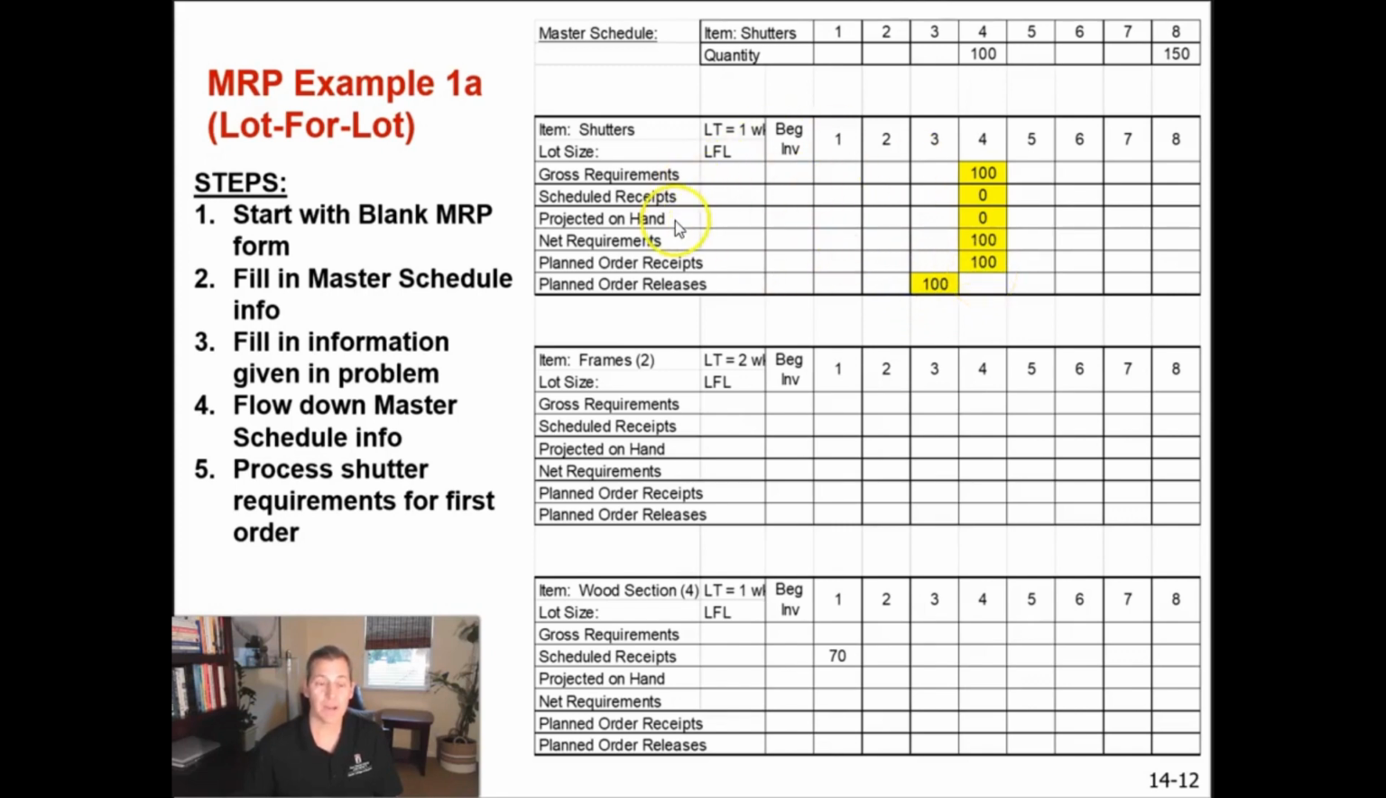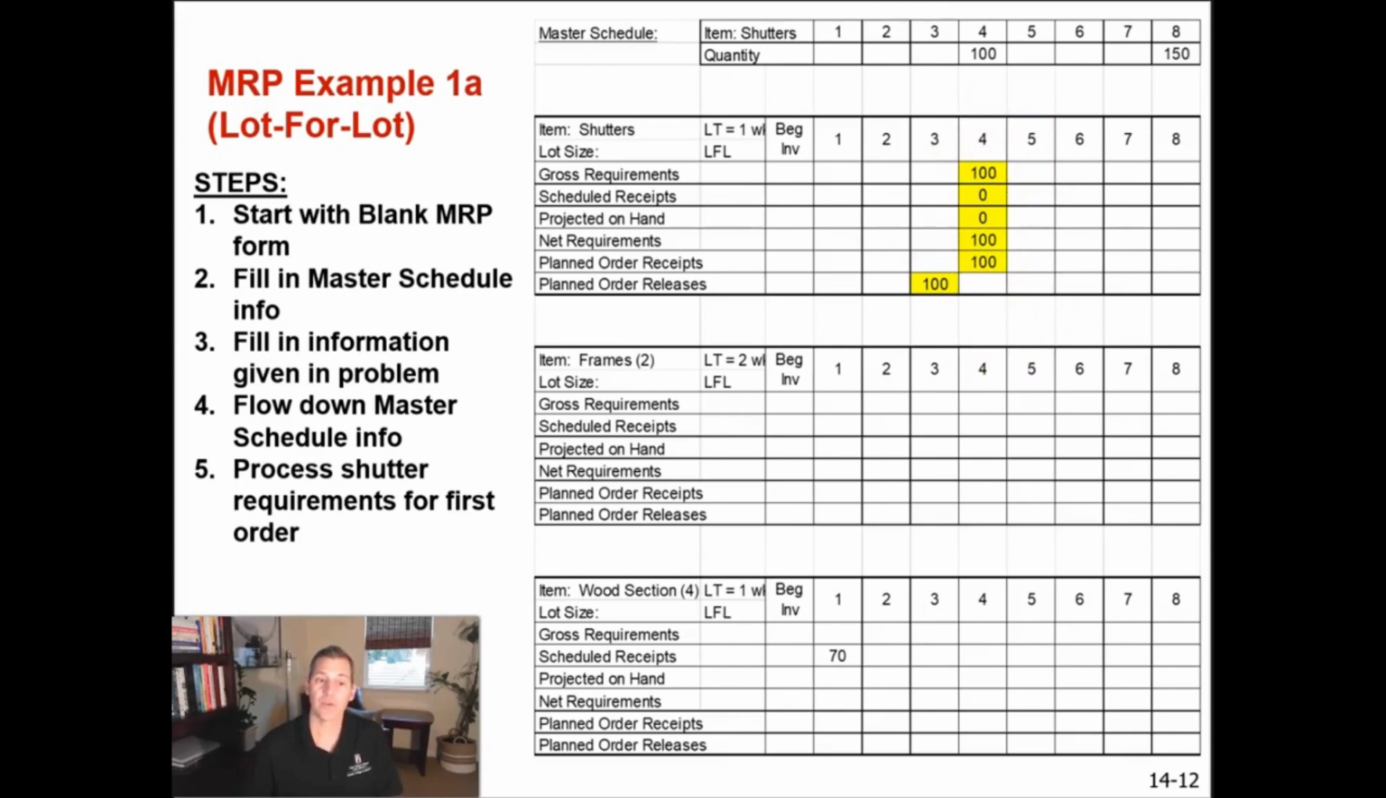Now, some companies might have finished goods units of these shutters already on hand. They might have some scheduled receipts, so they might already have open orders, or they might have some projected on hand. In this example, we do not, but companies many times will have finished goods sitting in inventory, so you would need to take that in consideration when you're doing your MRP netting. In this example, your net requirements equals your gross requirements.